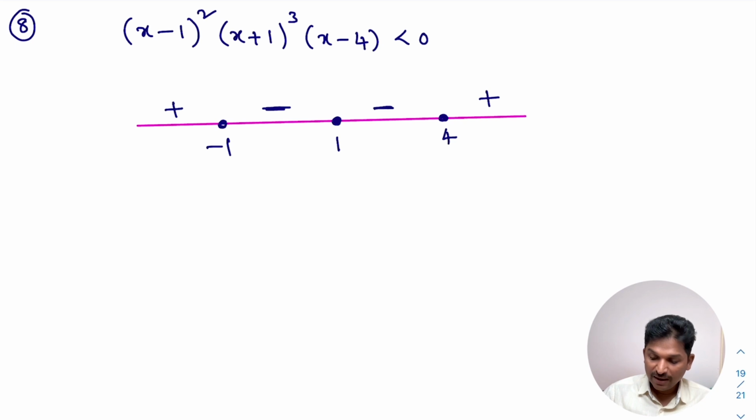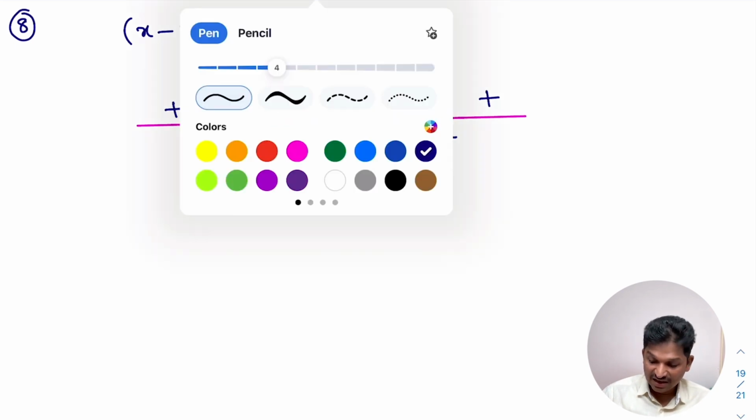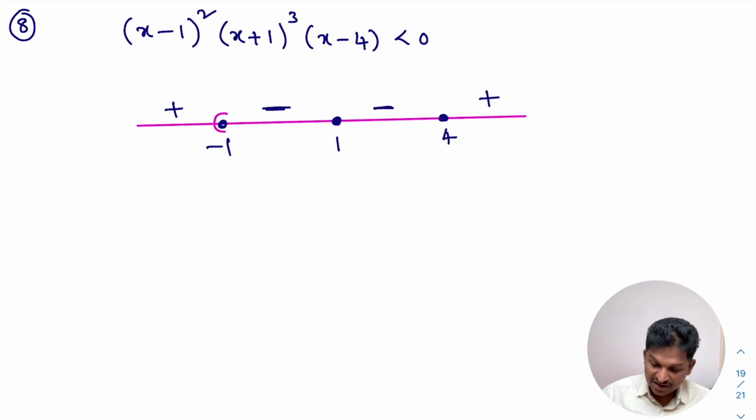Now finally, you come here, strictly less than is there, na? When strictly less than is there, we won't consider these points, we'll write an open circle. That means these points are not included. 1, 4, minus 1 are not included. Less than 0 means we are looking for the negative sign. Where is the negative sign? See, this yellow color part is there. This part is the required solution.